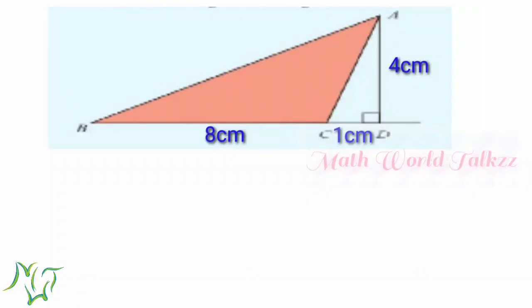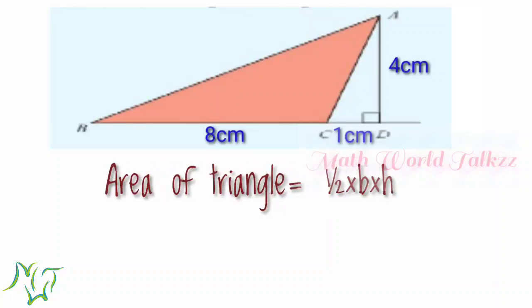Let's do a problem related to this. The question is, find the area of triangle ABC. We know the area of a triangle is equal to half BH. Here the base of triangle ABC is BC, which is 8 cm. What about its height? We can see AD is the height because it is a perpendicular line drawn from the opposite vertex to its base. So the height is 4 cm.